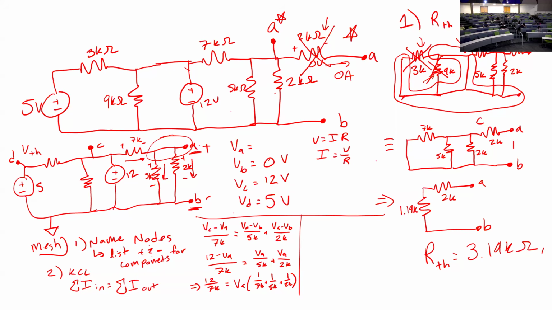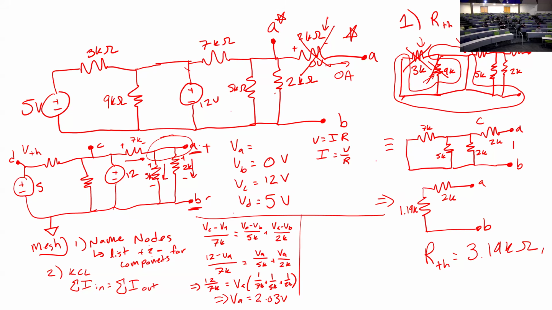Right, and if I solve this out, 12 over 7,000 divided by 1 over 7,000 plus 1 over 5,000 plus 1 over 2,000, this gives me 2.03 volts. Okay, that's way one.